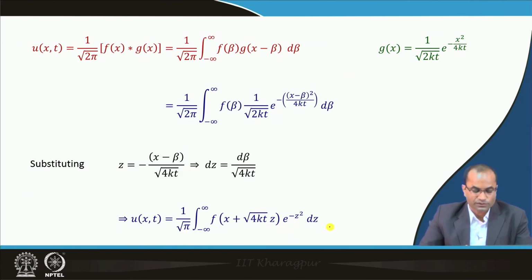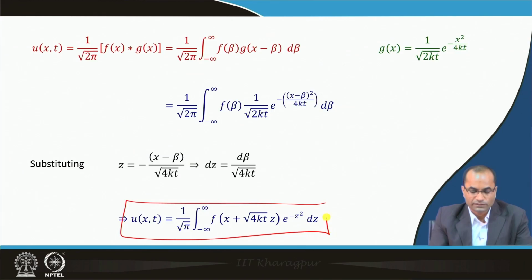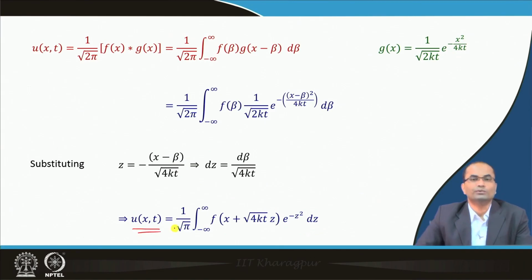So, this is the solution of the given heat equation, where this f was given already in the problem, and then we have e power minus z square. We can integrate this and we can get this u(x,t), the solution of that heat equation.